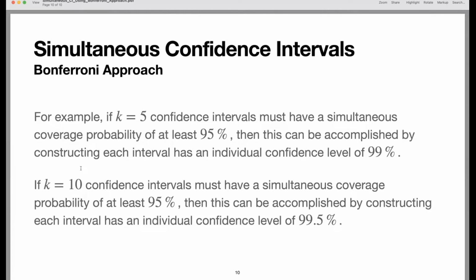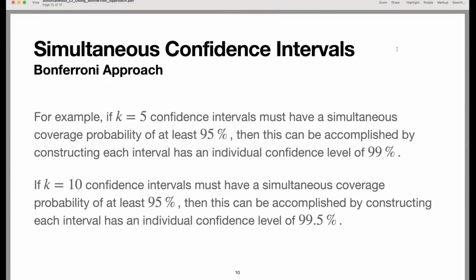If we have k equal to 10 confidence intervals that must have a simultaneous coverage probability of at least 95%, then this can be accomplished using this procedure by constructing the 10 individual confidence intervals, each with an individual confidence level of 99.5%. So that's how we can use this Bonferroni approach to very easily construct simultaneous confidence intervals. In other words, a set of confidence intervals that satisfy a given confidence level simultaneously.